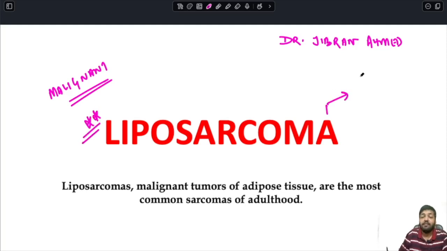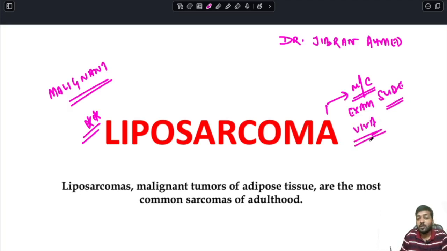Now mind it, this is a very important exam question. It is in fact the most commonly asked exam slide. So around 90% of the residents, okay, will be asked a question on liposarcoma. Even in your vivas they are asked. So in today's topic of discussion, we are not only going to discuss liposarcoma in detail, but we are also going to discuss it in accordance with the WHO 5th edition, according to whatever guidelines are given by the WHO. Okay. So let us begin today's topic of discussion without wasting any more time.